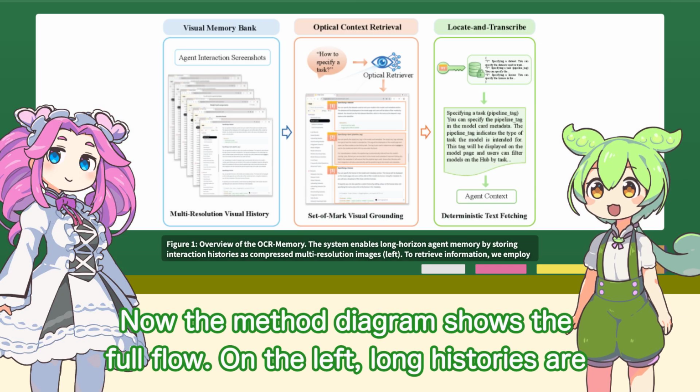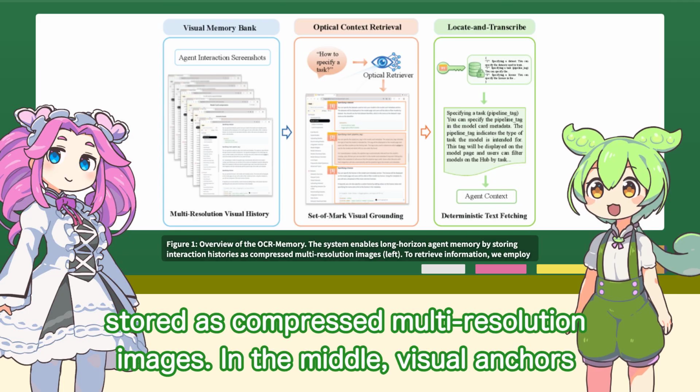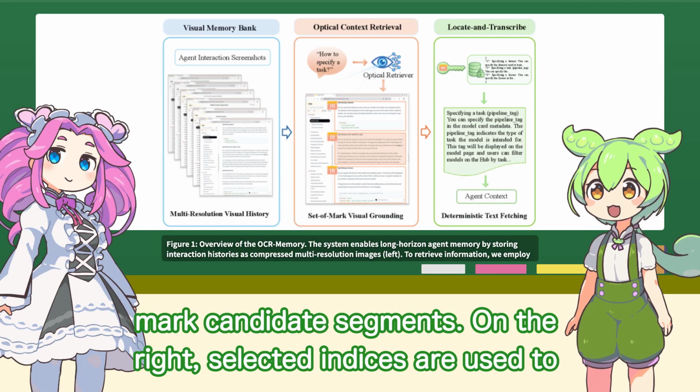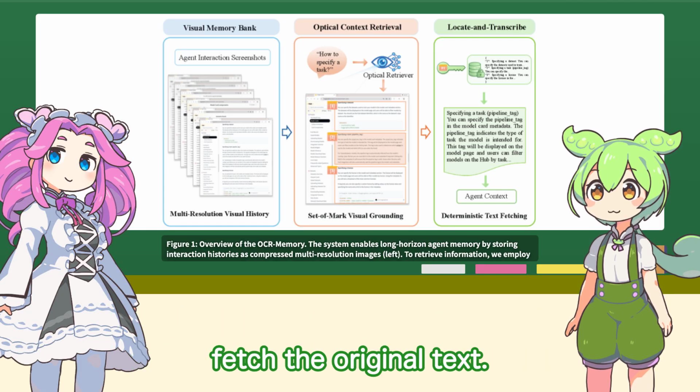Now the method diagram shows the full flow. On the left, long histories are stored as compressed optical images. In the middle, visual anchors mark candidate segments. On the right, selected indices are used to fetch the original text.